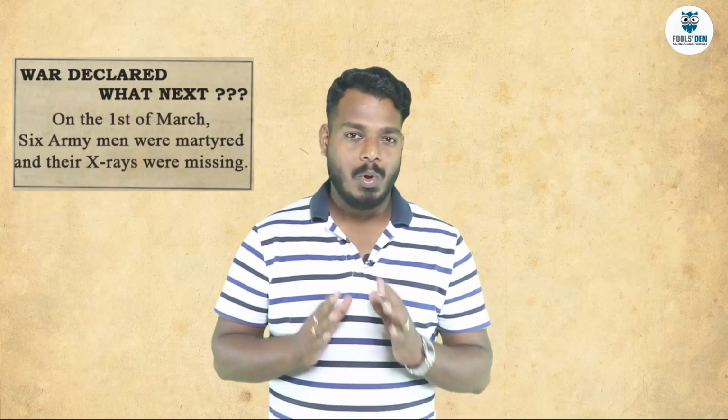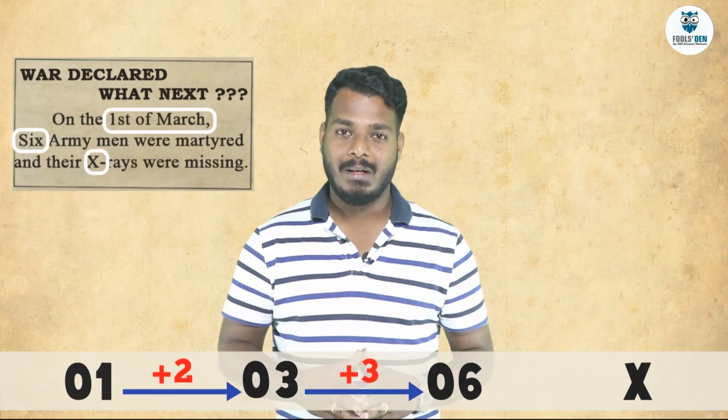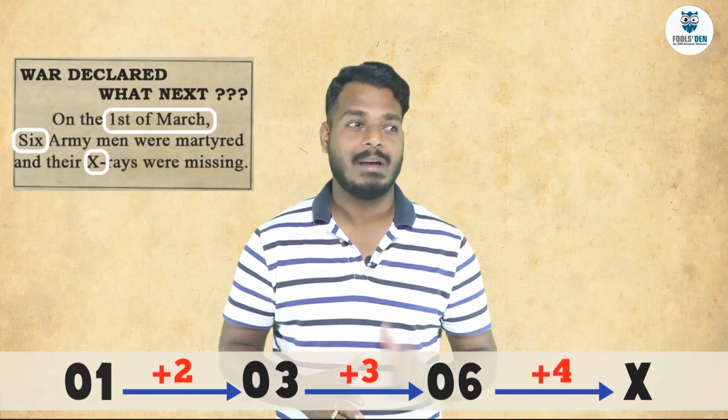Let's have a look. This is a newspaper article from 1939 in England, and it read something like this. On the 1st of March, 6 army men were martyred and their x-rays were missing. Now, can you decipher the code hidden in this message? Look at the numbers here. The 1st of March, 01, 03, 6 men, 06, and you have an X here. Now, if you connect the series, the value of X would come as 10.